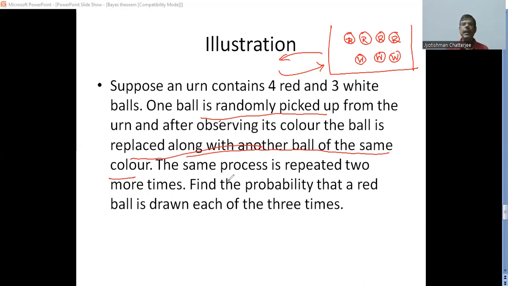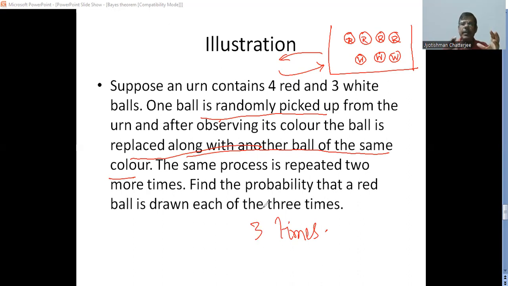Now, what you do is you repeat the process 2 more times. That is, 2 more times you pick up one ball from the urn, observe the color, replace it along with another ball of the same color. So repeat this process 2 more times. So how many times are we repeating the same process? 3 times. 3 times we are doing the same thing. And that's the total experiment. Please understand. That's the total random experiment.